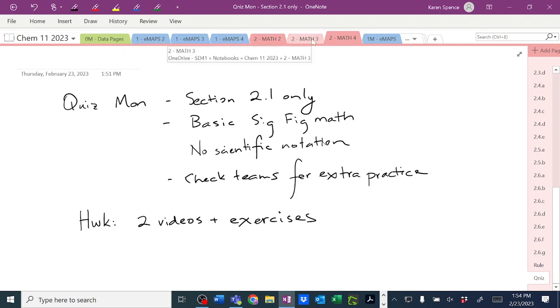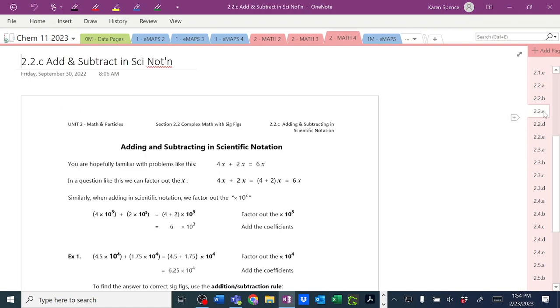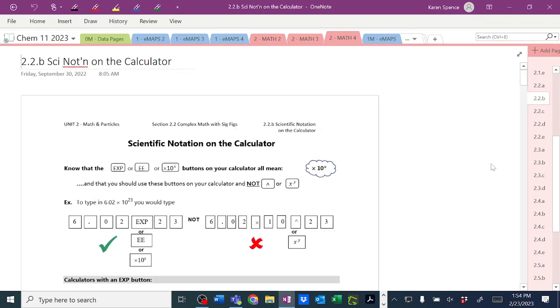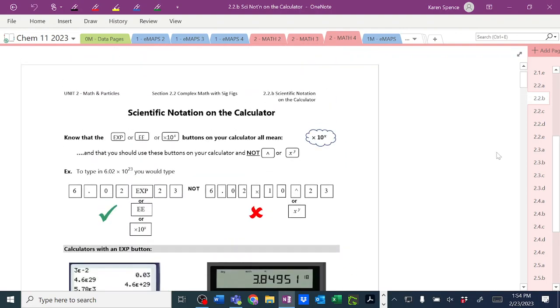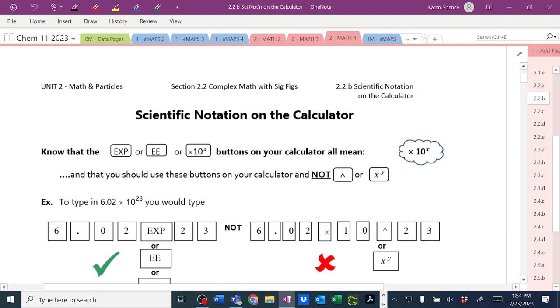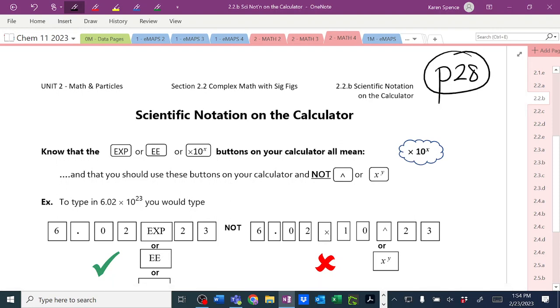Today we are going to start with learning our calculator on page 28, page 28. Also, I want you to make sure you have your calculator out, so that if you don't know how to use it yet, you will learn how to use it. If you do not have a calculator, please come and borrow one from me. Okay, yes, sure.